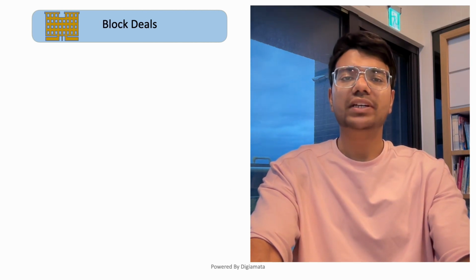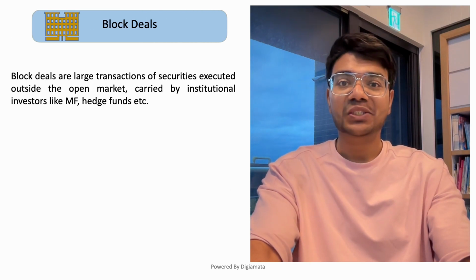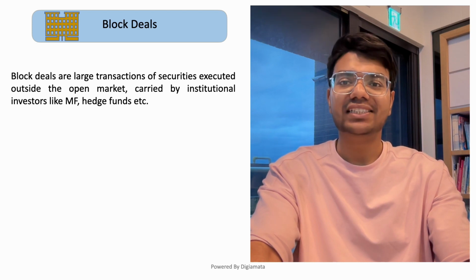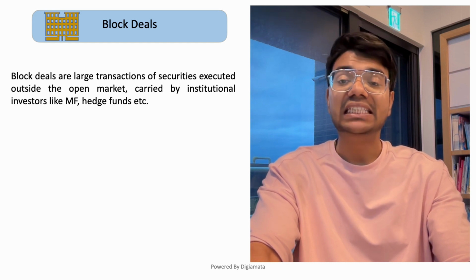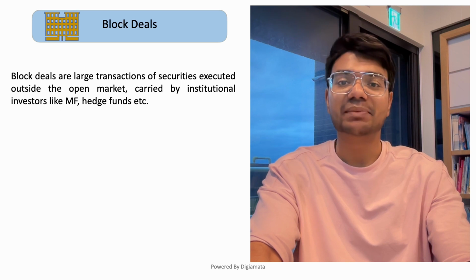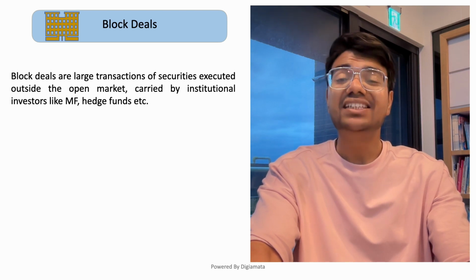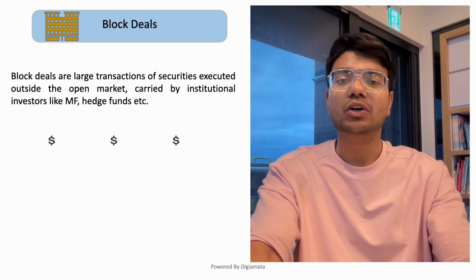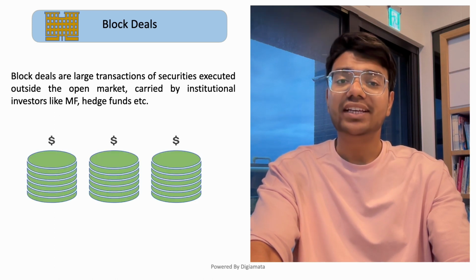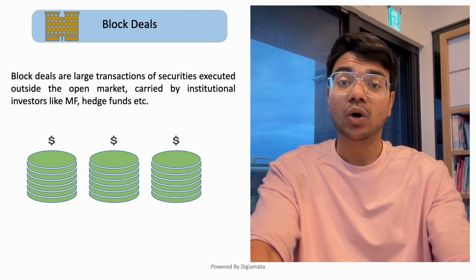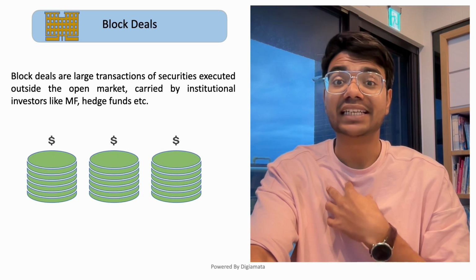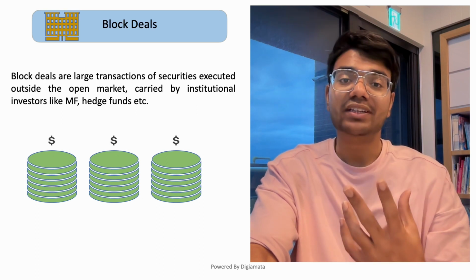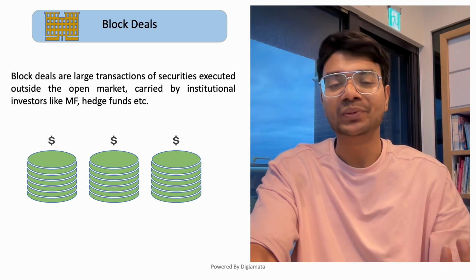So next, let's try to understand what block deals are. Block deals are large transactions of securities executed outside the open market. So they are not executed in the normal market where we actually make the trade. These are generally carried out by institutional investors like mutual funds and hedge funds, in blocks, like in bulk deals. They involve a lot of money. Now, the good thing is that all this information by law has to be available to the general public like us, so we can get it as soon as it happens. There are people who can get to know before it happens, but we don't have that privilege.